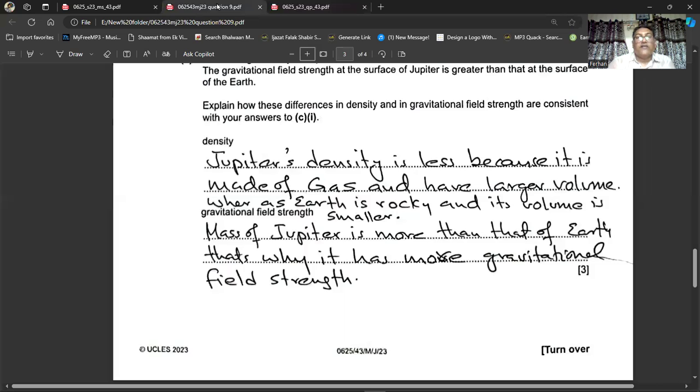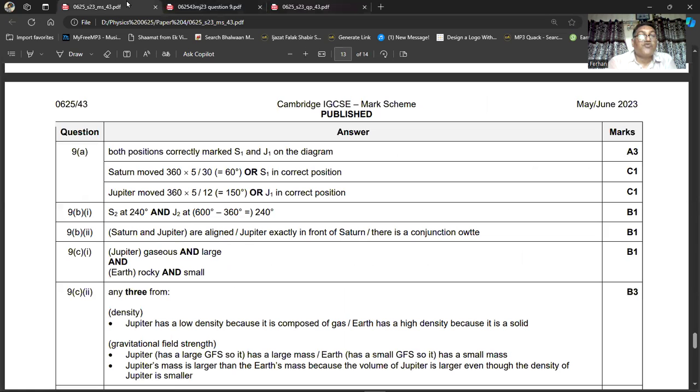Earth. So here I have written some answers. Jupiter's density is less because it is made of gas and has larger volume, whereas Earth is rocky and its volume is smaller. About the gravitational field strength, the mass of the Jupiter is more than that of the Earth. That's why it has more gravitational field strength.